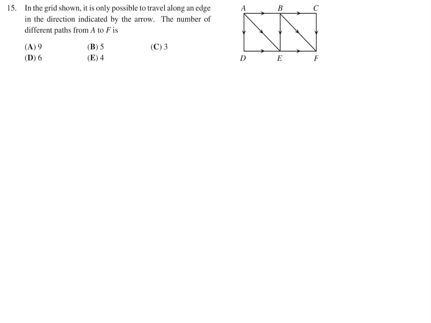In the grid shown, it is only possible to travel along an edge in the direction indicated by the arrow. The number of different paths from A to F is... So let's see what we get. We're starting from A, correct? We want to go to F. So let's see. First, A, D, E, F. That's our first path.